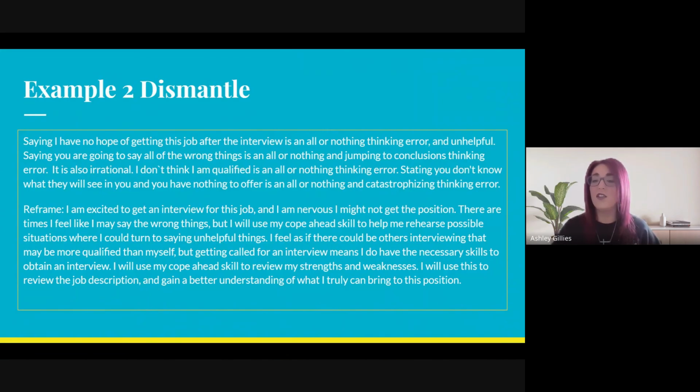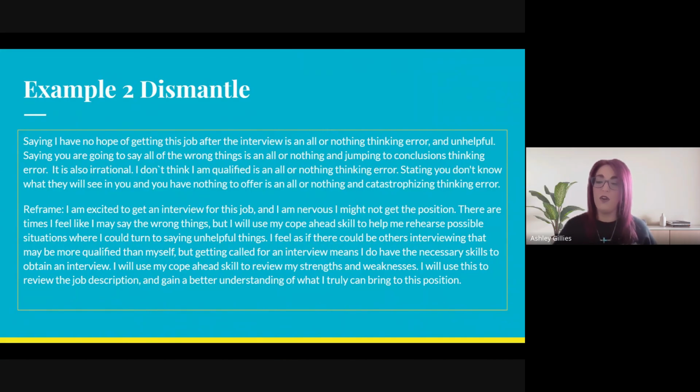Okay, so saying I have no hope of getting this job after the interview is an all or nothing thinking error, and it's just plainly unhelpful. Saying that you are going to say all of the wrong things is an all or nothing and jumping to conclusions thinking error. It is also irrational. We do not have the evidence to support that. I don't think I am qualified is an all or nothing thinking error. Stating you don't know what they will see in you and have nothing to offer is an all or nothing and catastrophizing thinking error.